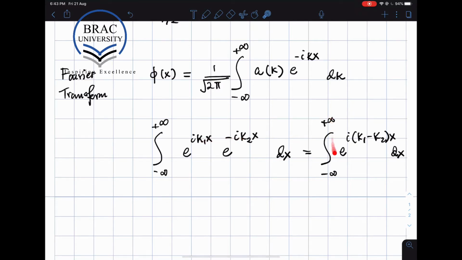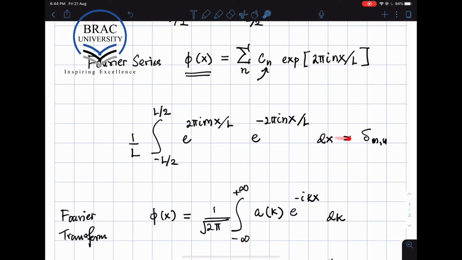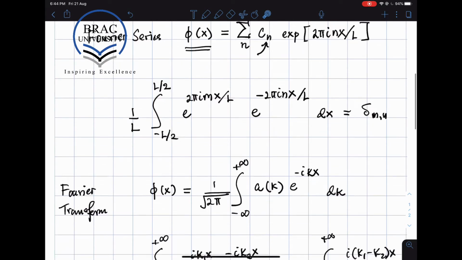Because of the limit of this integral, we can see that this is not a convergent integral. If K1 is equal to K2, then of course this is not convergent. If K1 is not equal to K2, it is also not convergent because of these limits, because this is oscillatory, and these limits don't converge to any particular limit. So the idea is, how do we make sense of this formula, and how do we come up with an expression which is the analog of this expression in the limit where L goes to infinity?